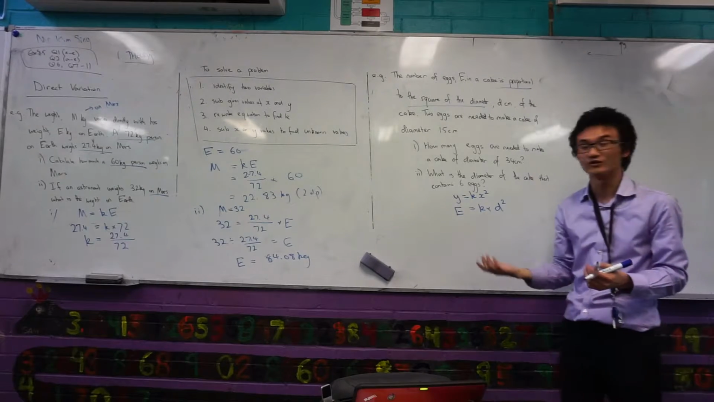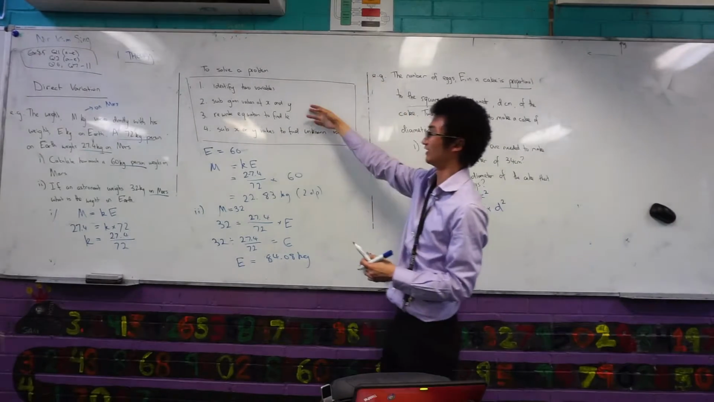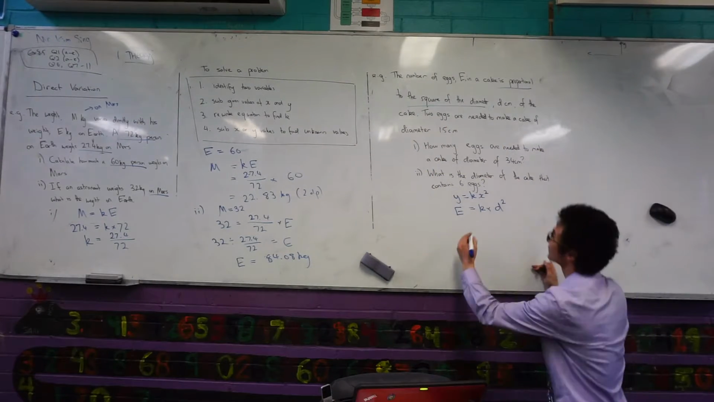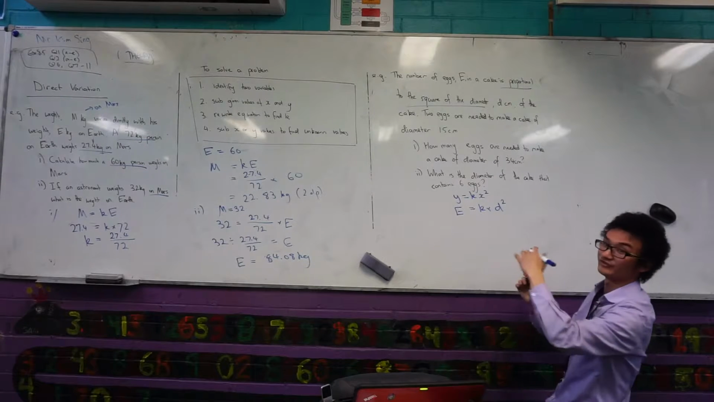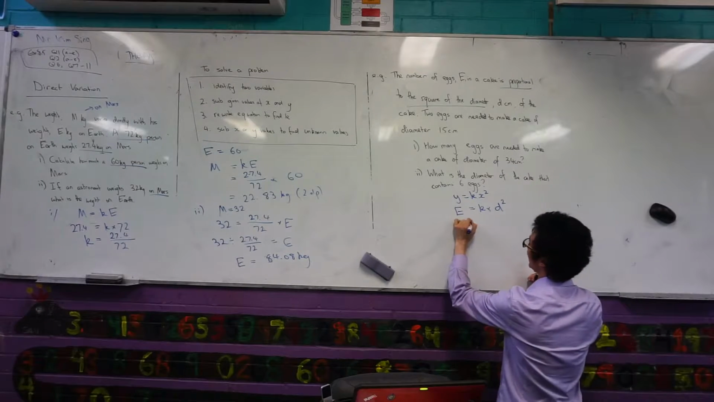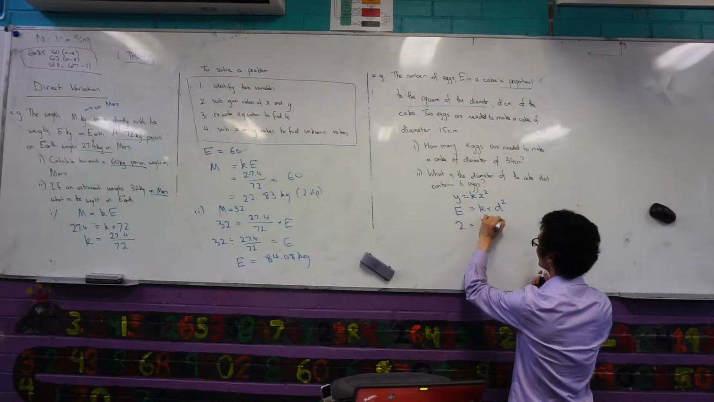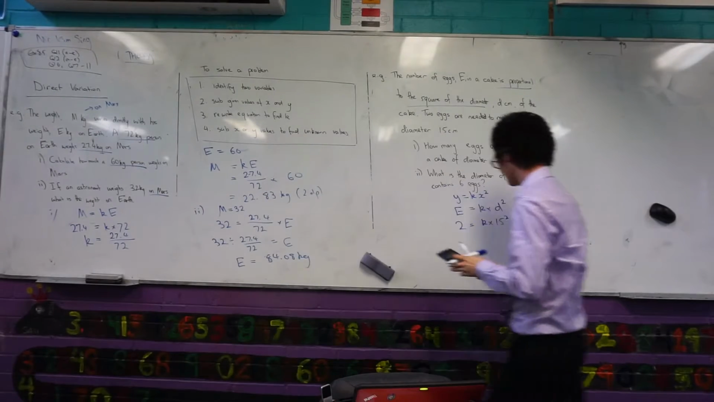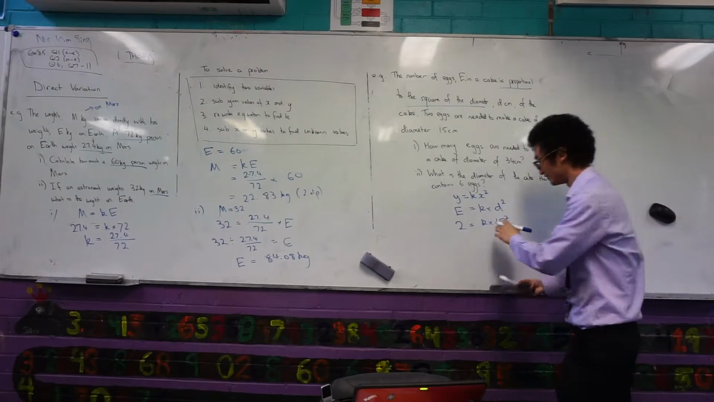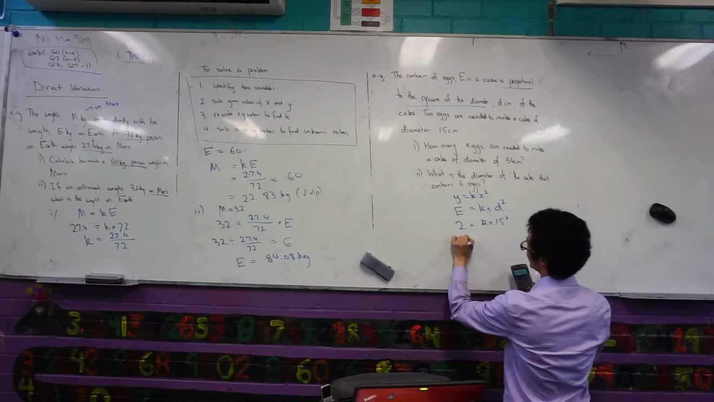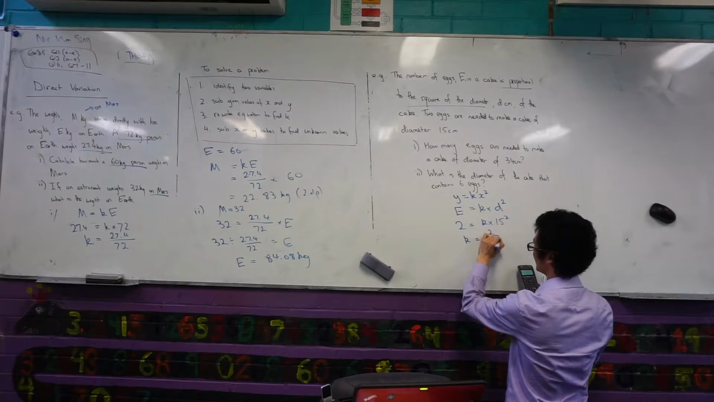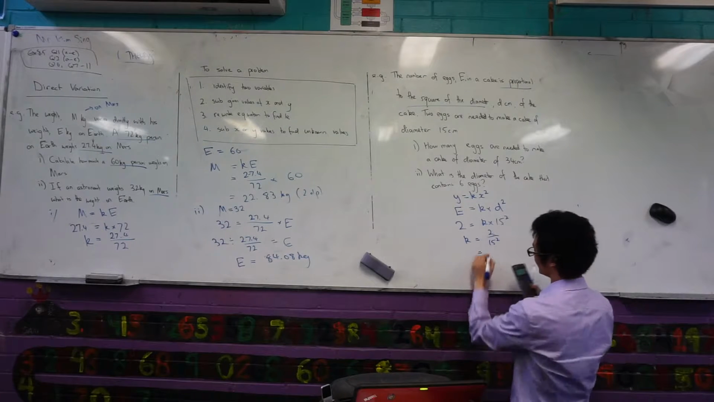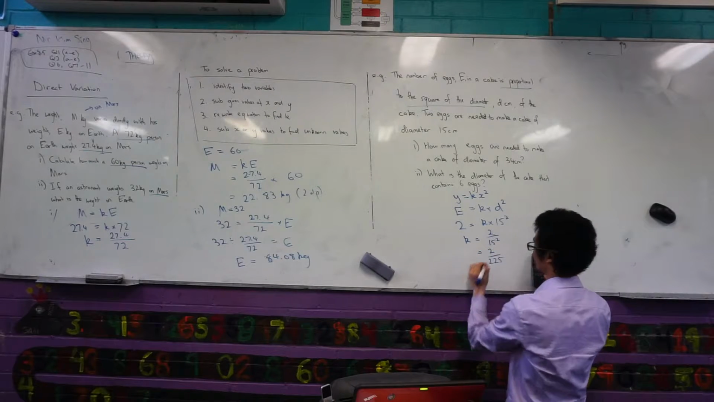Like all the other ones, once I've got the two variables, I need to sub in the given values of x and y. It's telling me that 2 eggs are needed to make a cake of diameter 15 centimeters, so I replace E with 2 and D with 15. If I want to get k by itself, I'll divide both sides by 15 squared. So k is equal to 2 divided by 15 squared. Let's just leave it as a fraction: 2 over 225.